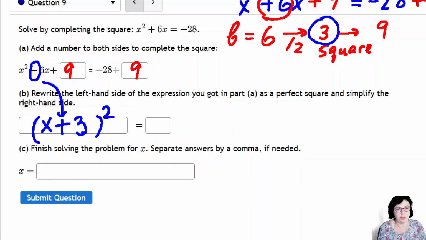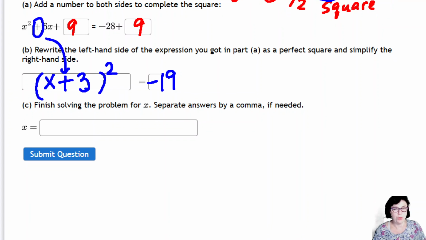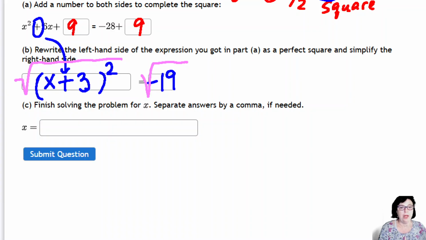What will happen on the other side? Well, here you have to use a calculator. Negative 28 plus 9. Well, that's the same as 28 minus 9, which is going to be 19, but it's actually going to be negative. So this is negative 19. All right. What do we do next? Next, we are going to use what we call the square root property. That means that we are going to take the square root of both sides at the same time. Now, on the left-hand side, the square root and the square are going to cancel each other out, and we're going to get x plus 3 equal.